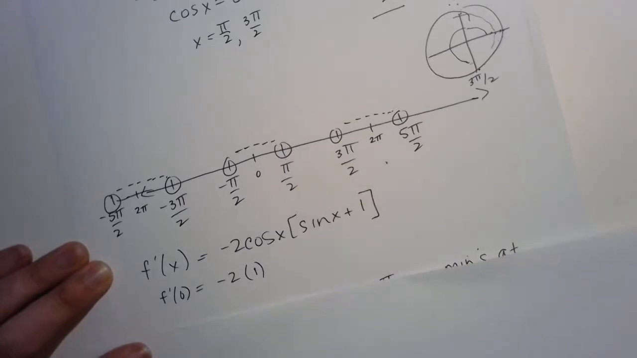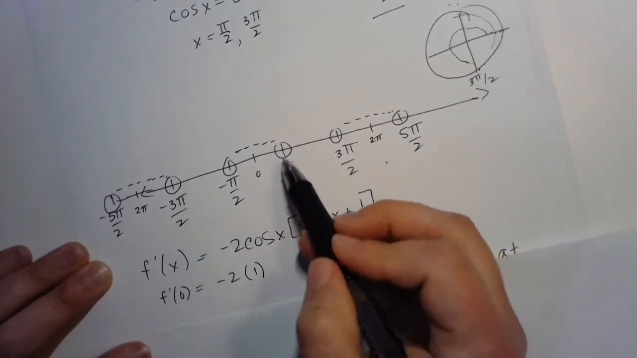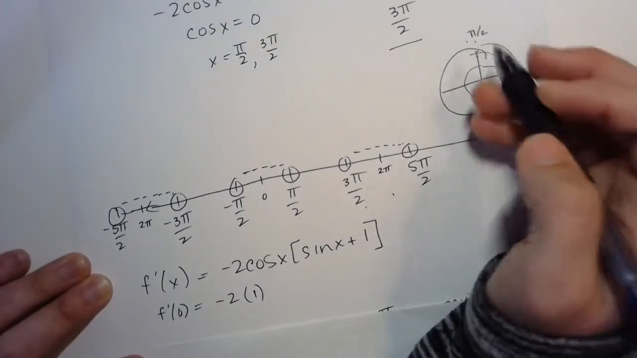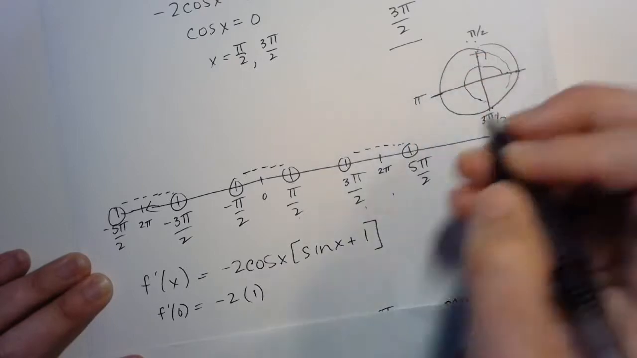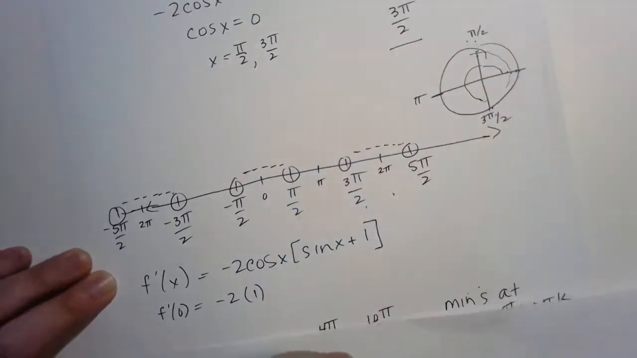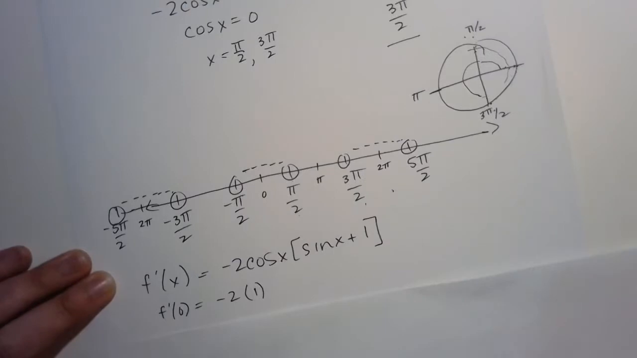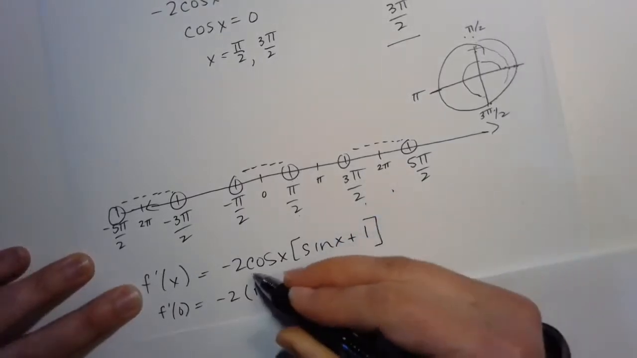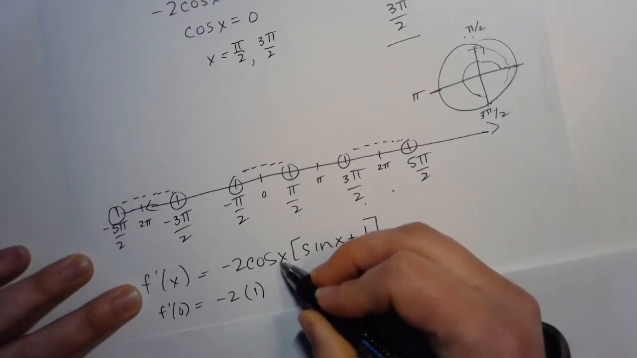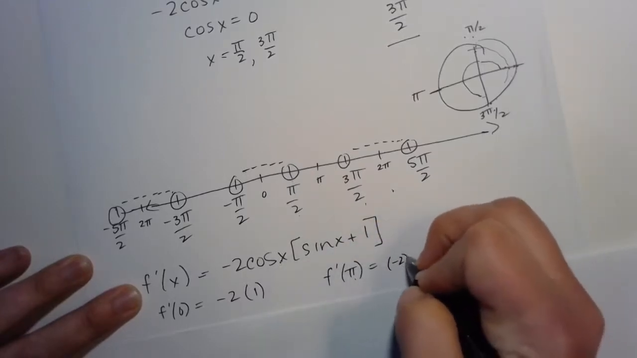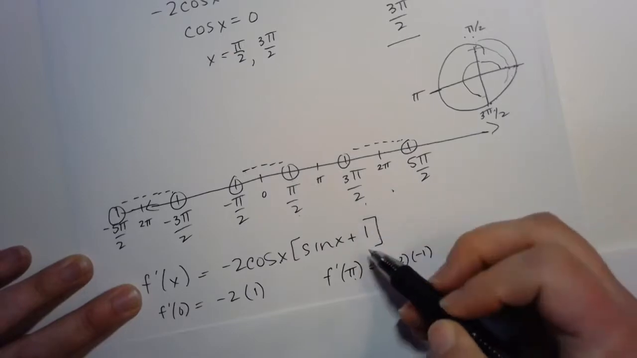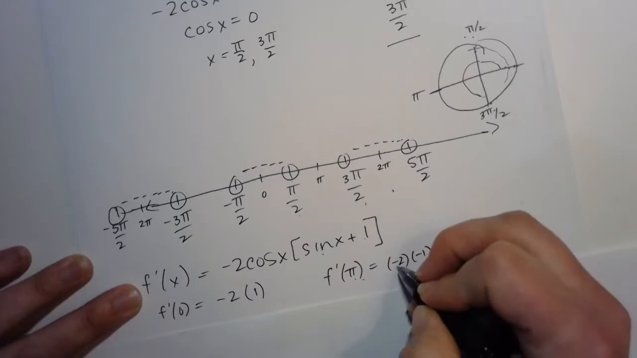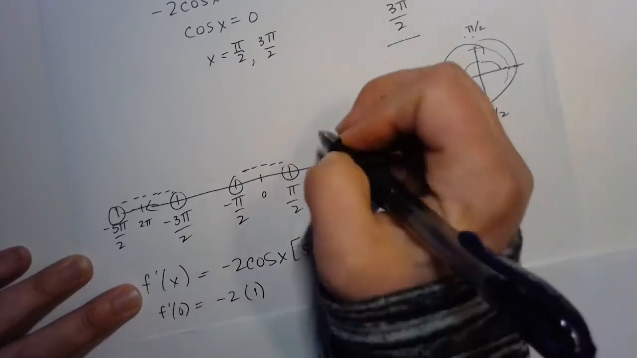Okay. So now I need 1. Let's look at between pi over 2 and 3 pi over 2. So that's between here and here, right? So pi is a nice one right here. So I'm going to plug in pi here. And that's going to give me f prime of pi. If I plug in pi into my cosine, that gives me negative 1, so I end up with negative 2 times negative 1, and then again, sine is 0 at pi, so then times 1. So I'm going to get a negative times a negative, which is positive.